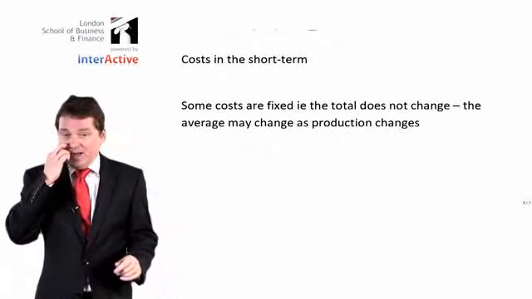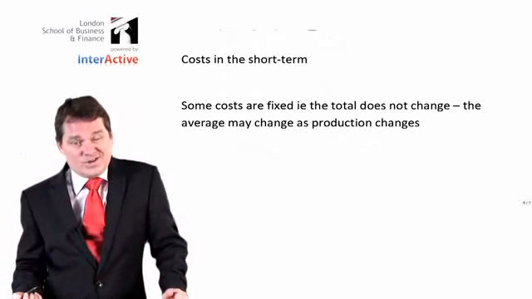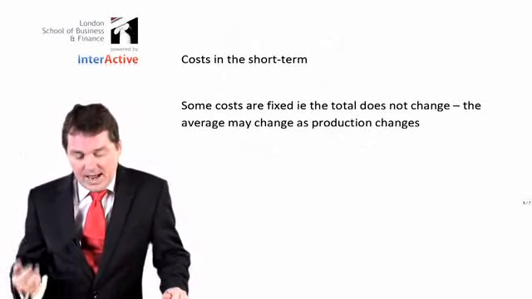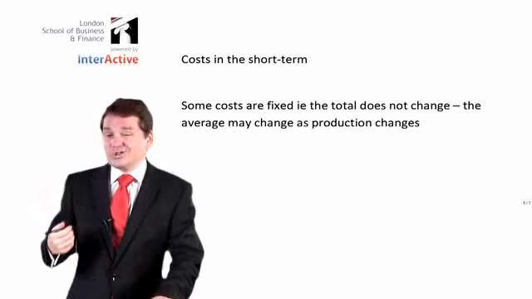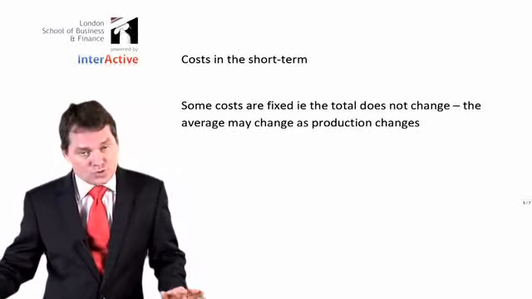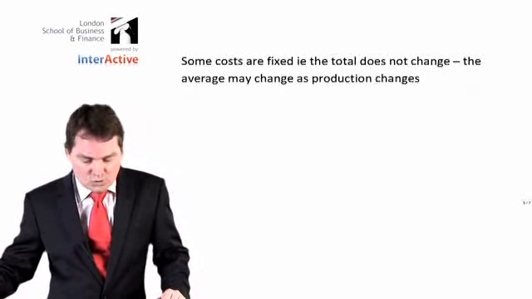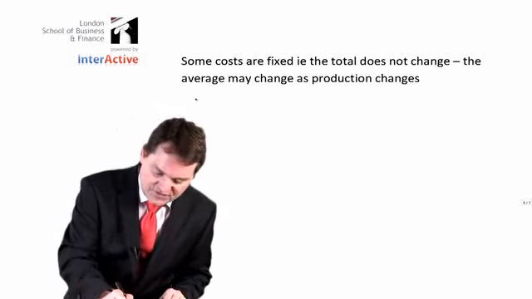When we're talking about supply, we're talking about the price that people can get for their products. But of course, we're also talking about how much it costs them. And there are two kinds of costs that we need to worry about: short-term costs and long-term costs. So in the short term, some costs are fixed.